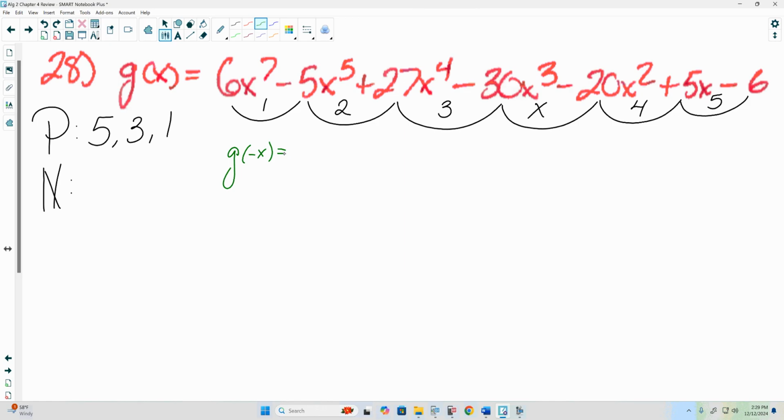Questions on how we found our possible positives? For negatives, we need to count the number of sign changes for g of negative x, or f of negative x. We're just replacing x with negative x.